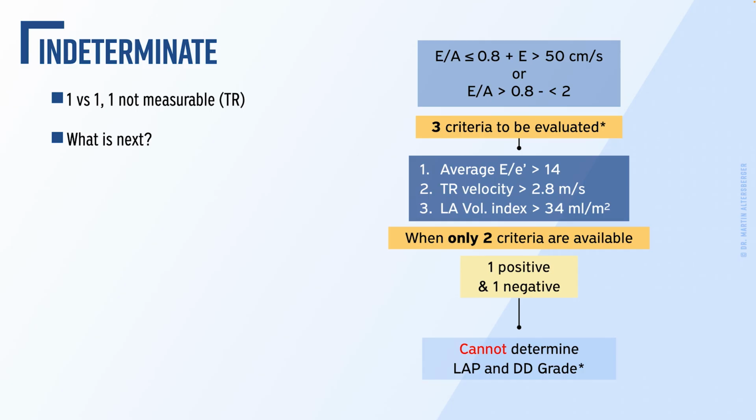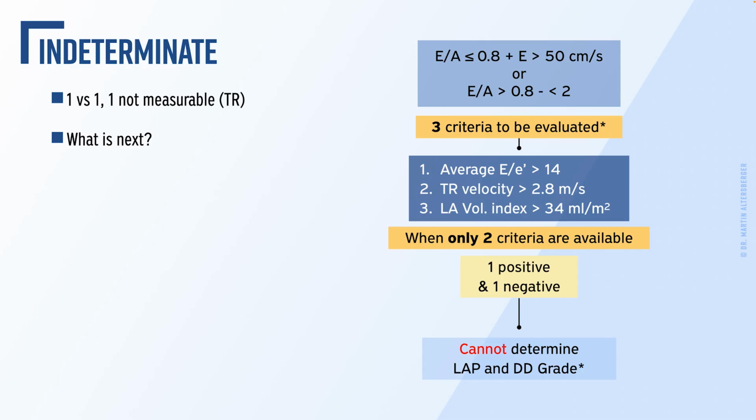So in the guidelines from 2016, you can see that the indeterminate tree over here shows that the E to A ratio is below or equal to 0.8 with an E wave above 50 centimeters per second, or an E to A ratio above 0.8 to below 2. And there are three criteria to be evaluated. First of all, of course, again, the average E to E prime ratio. If it's above 14, it's pathological. The TR velocity, if it's above 2.8 meters per second, it's pathological. The LA volumetric index above 34 milliliters per square meter, then it's pathological.